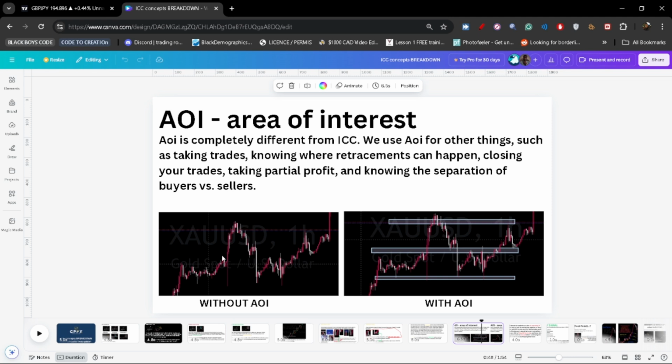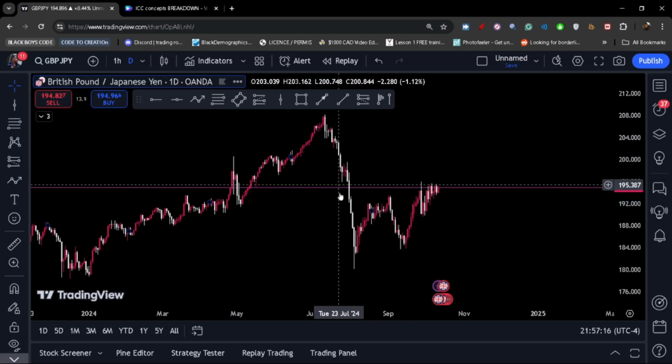So for example, on the left hand side here, you can see that price is a little bit confusing, and if I told you to take your trades, you'd be a little bit confused as to where to take them. But on the right hand side, if I told you to take your trades from, let's say, the white lines, then it would be a little bit easy for you to take trades from there. So that's basically what it is with the daily time frame.